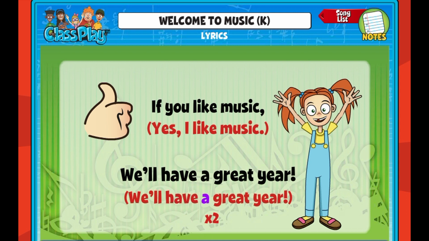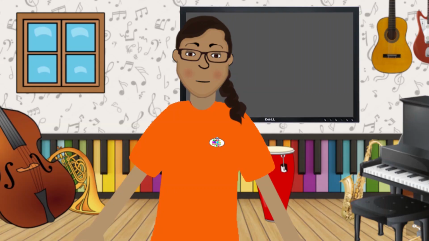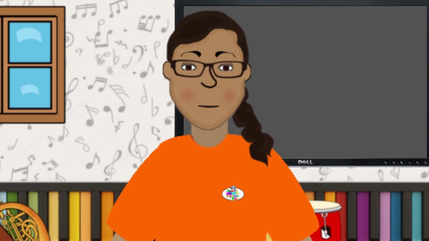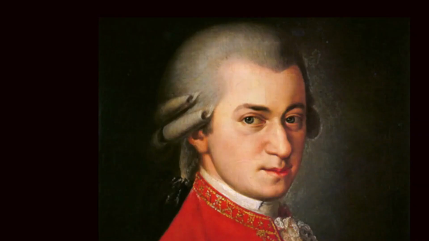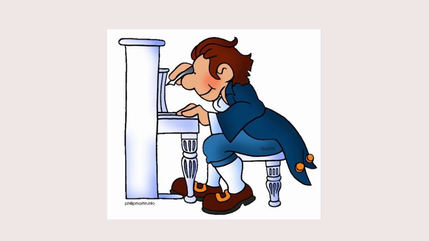Let's get started with today's lesson. Meet the composer, Wolfgang Amadeus Mozart. Today we're going to talk about a famous composer and musician named Wolfgang Amadeus Mozart. We'll be calling him Mozart. A composer is a person who writes music, and a musician is a person who can play or sing music.